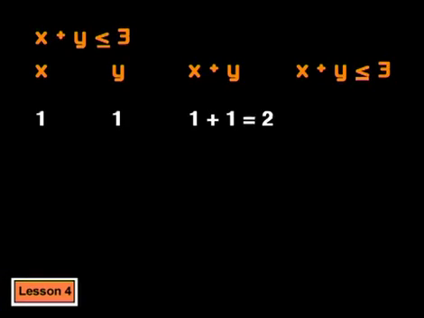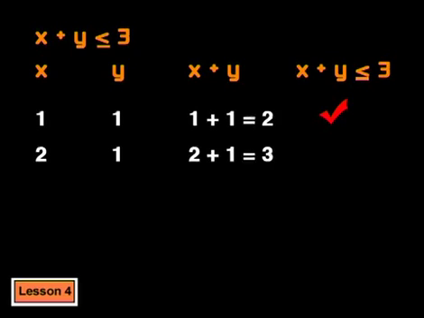If X is 1 and Y is 1, X plus Y equals 2, and 2 is less than 3. So that works. We say the pair of values 1, 1 satisfies the inequality. That's one solution to the inequality. Can you suggest another one?